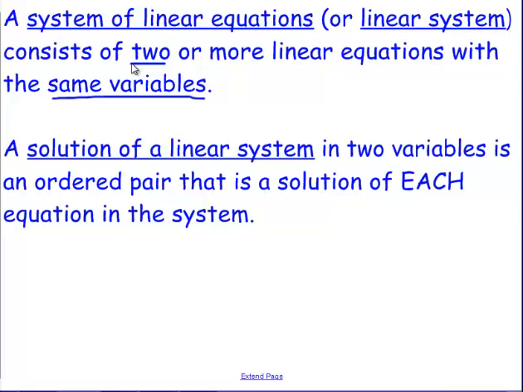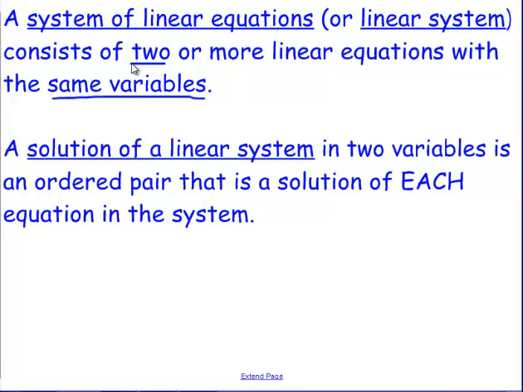A solution of a linear system then is an ordered pair that is the solution of each equation in the system. Basically what that means is if I can find an ordered pair that works for all my equations, then that would be the solution for the system of equations. If it only works for one of the equations, it's not a solution in the system. It's just a solution of that equation.